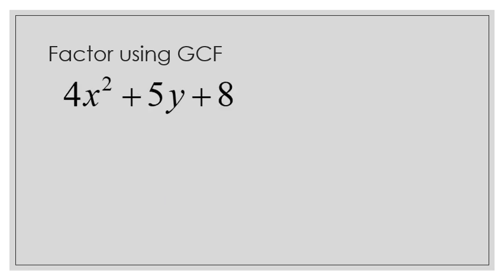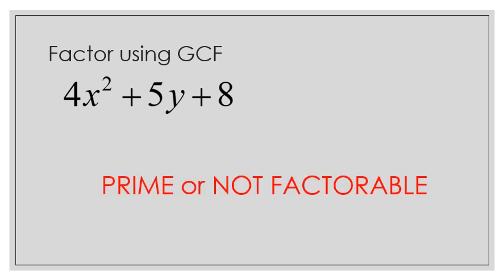This is our final example, 4x squared plus 5y plus 8. These are only divisible by 1, and they do not contain the same letter. So this is what we would call prime, or not factorable.